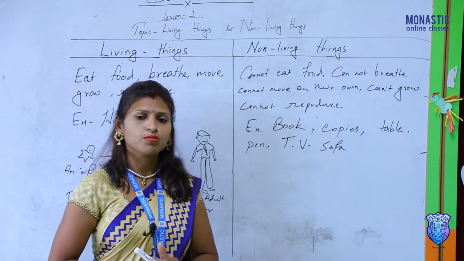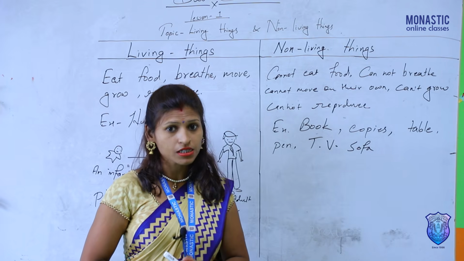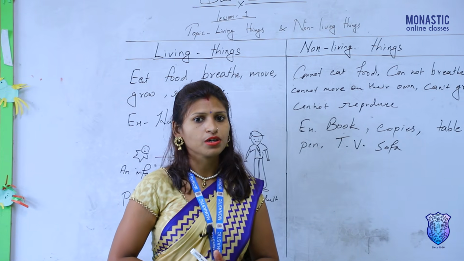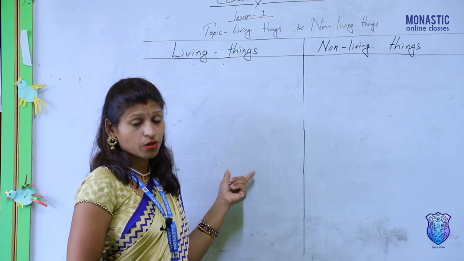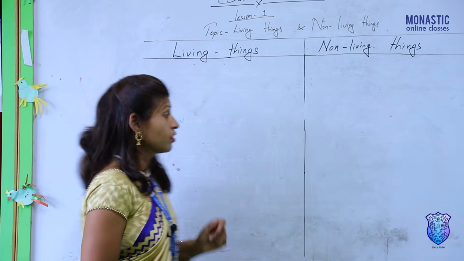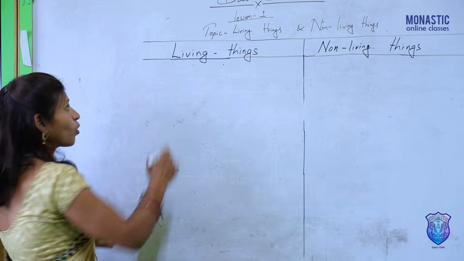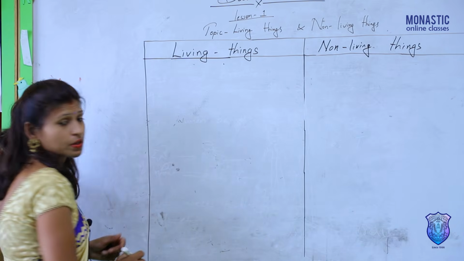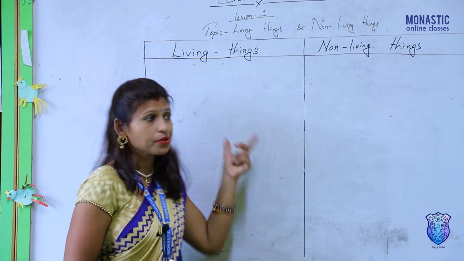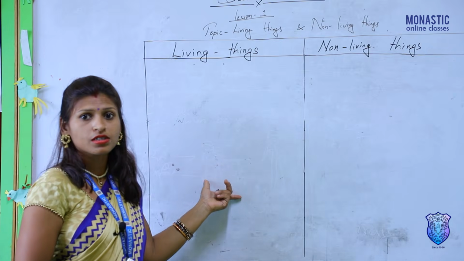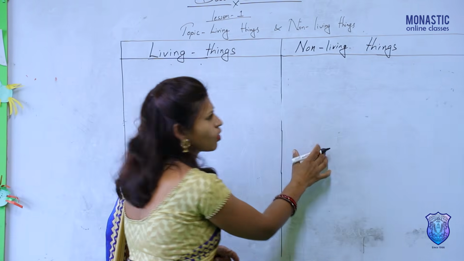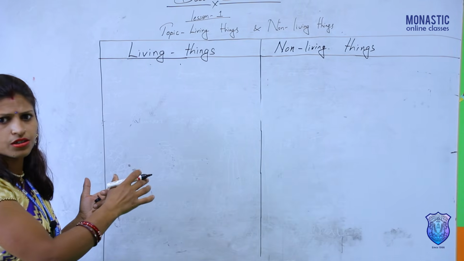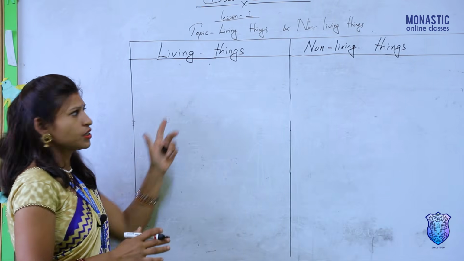Now, I will give you some homework that you have to write in your notebook copy and do very well. Students, make 2 columns like this in your copy. Just imagine it is your copy. You have to draw these types of columns and then write how many living things or non-living things you can. Okay, write how many. It's your homework.